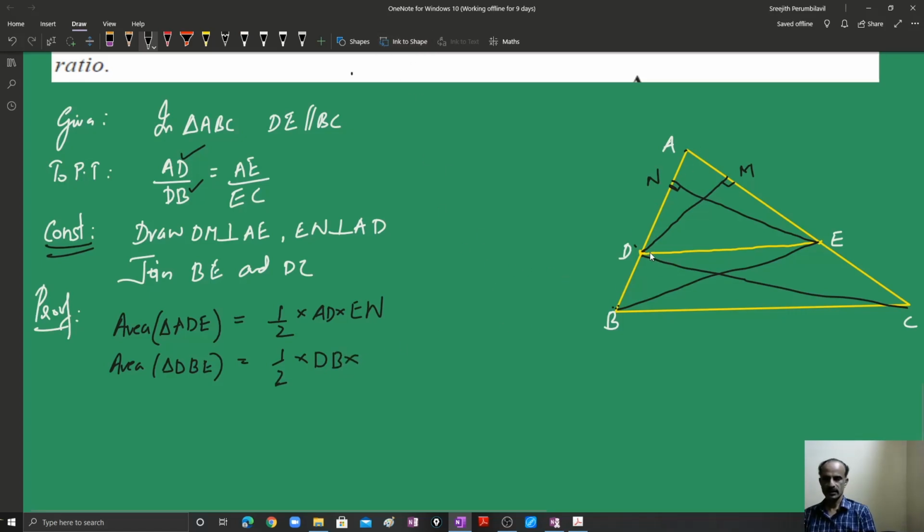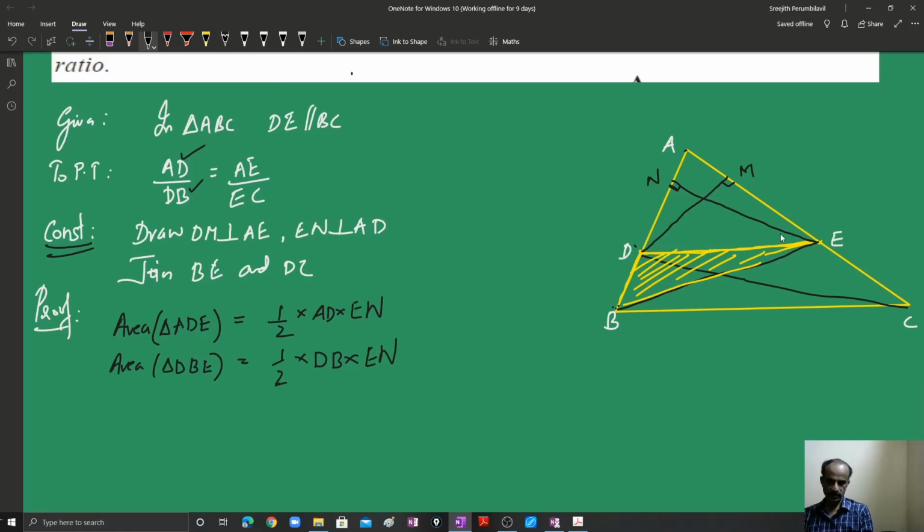What is the height of this triangle? It's an obtuse angle triangle, so the height will be outside, right? If there's a triangle like this, the height will be like this. This is the height, so outside. So in the same way, the height is again nothing but EN.